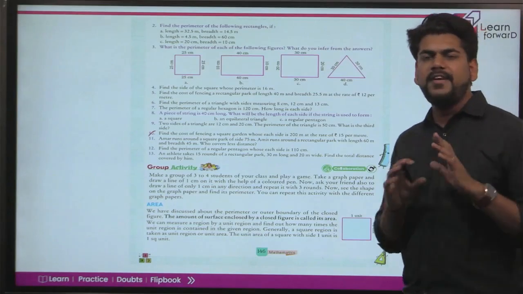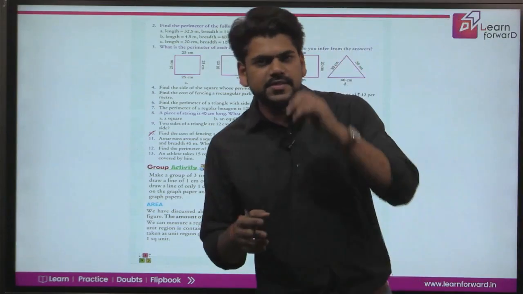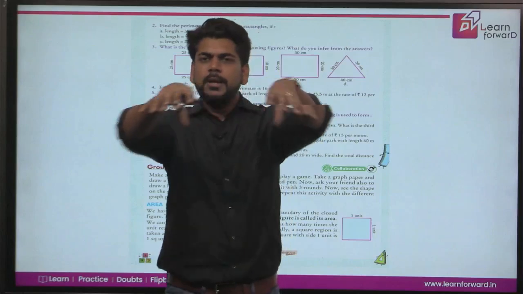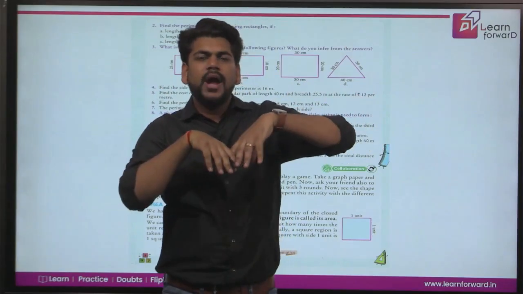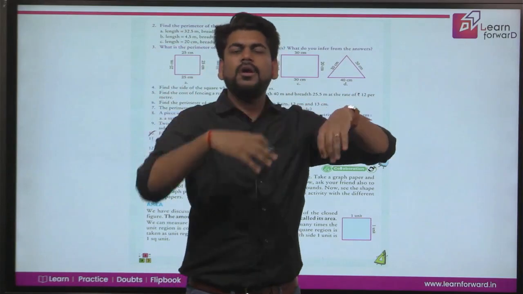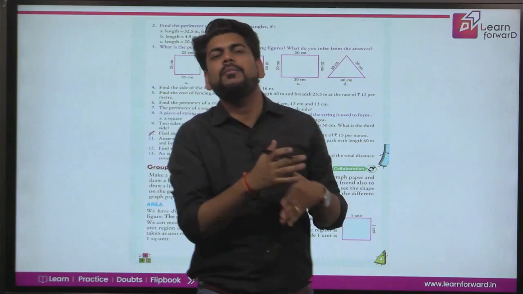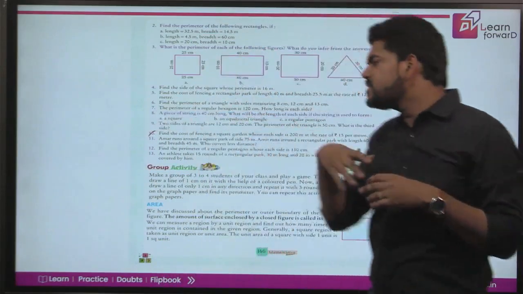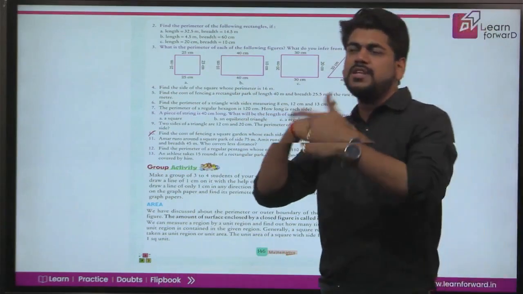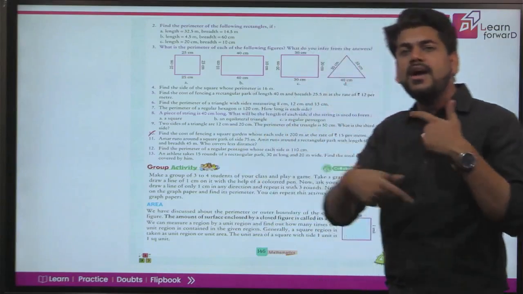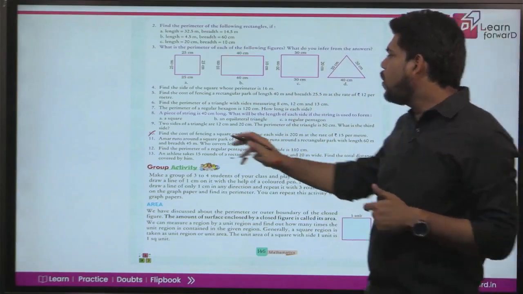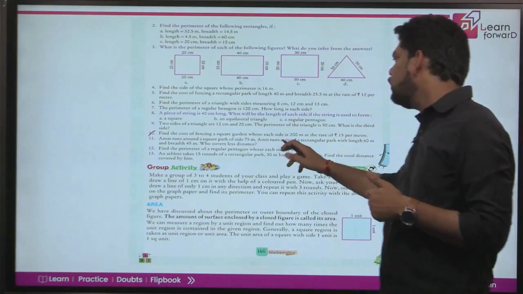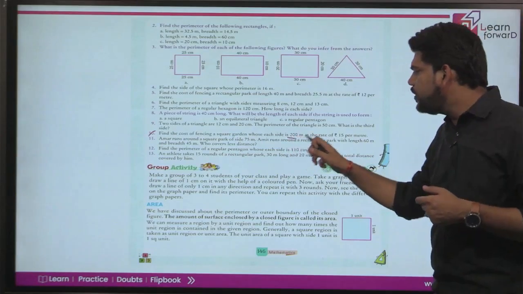What do you mean by fencing? You must have seen the boundary that has been made around the park so that nobody can jump over the wall. Instead, they should enter from the gate, right? Fencing is a security kind of thing, you must have seen steel wires, aluminum wires that are over there. The cost of fencing a square garden whose each side is 200 meter.